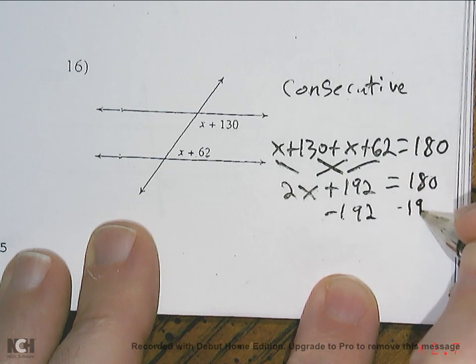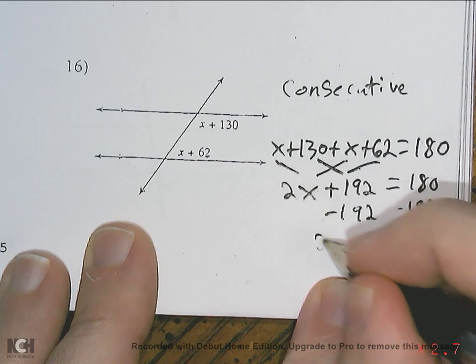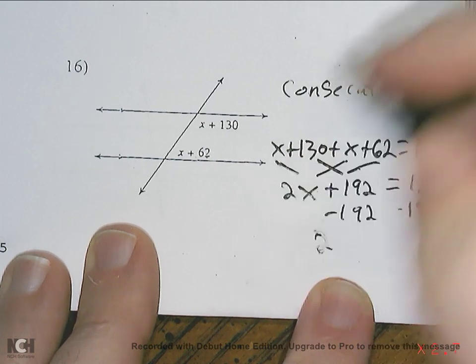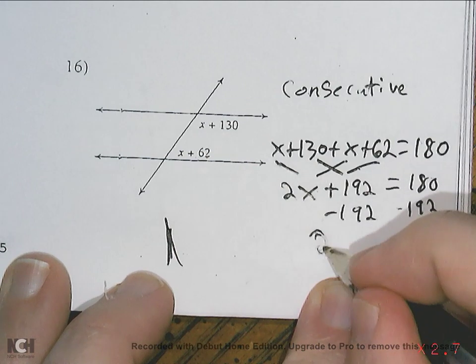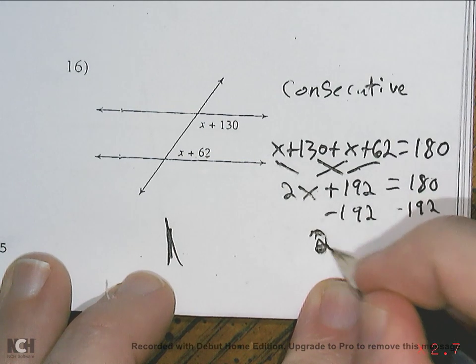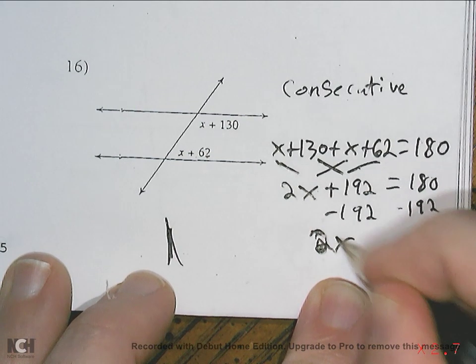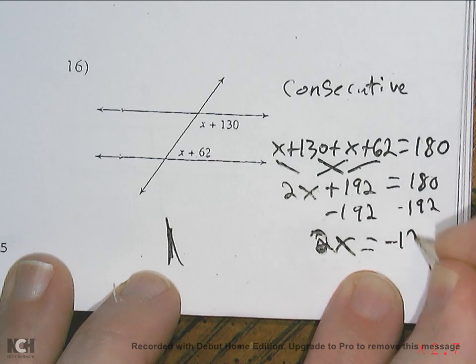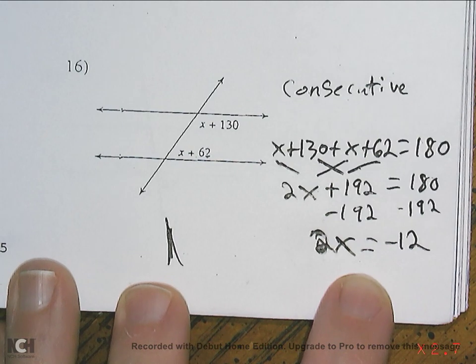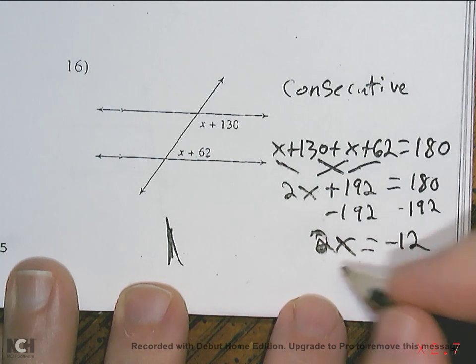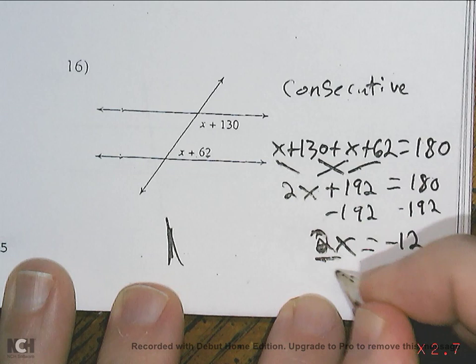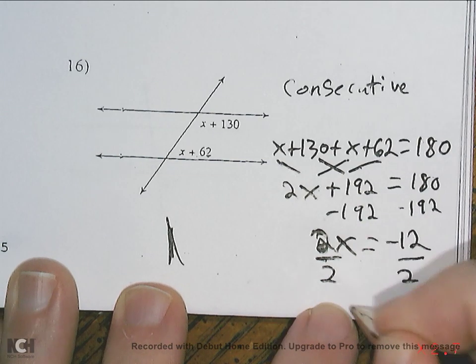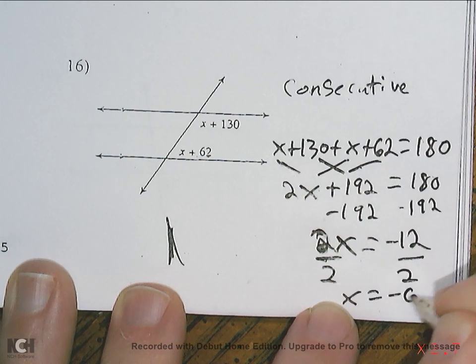It's a party problem, right? Getting rid of my acquaintance. Gives me 2x. Almost done. 2x equals negative 12. Okay. Now, last step would be to divide. Divide by 2. x is equal to negative 6.